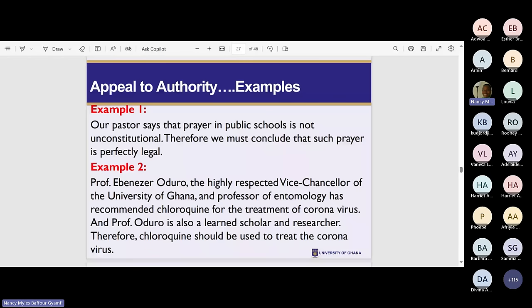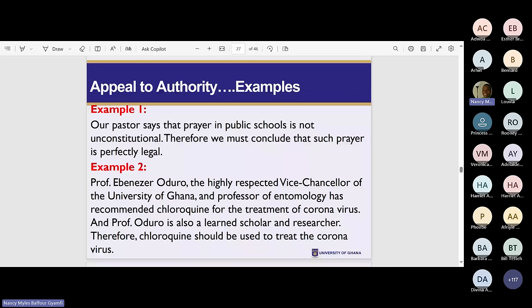Our problem is that our pastor is a luminary, an authority, but not in legal matters. Law is an expertise thing. There's another authority that speaks to that. Unless your pastor was a lawyer, then you are appealing to the lawyer in him, and it will not be a fallacy.